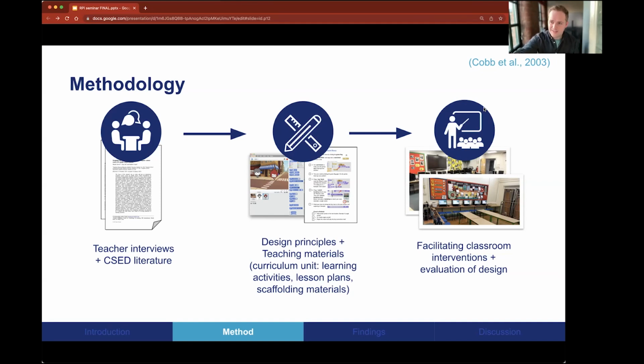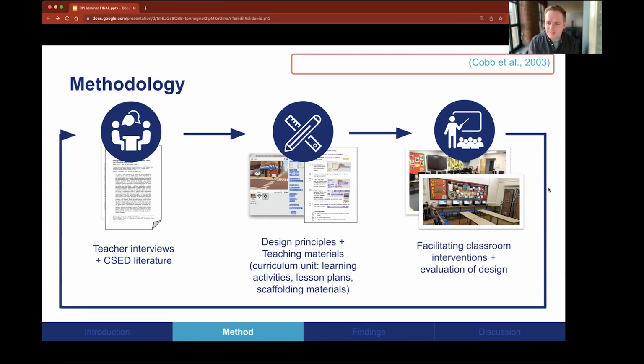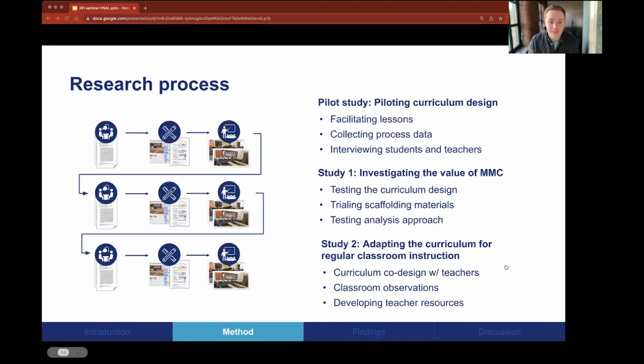And from there, we test it in practice. And we evaluate it through different means, depending on the context. And then we repeat that process multiple times. So it's cyclical. For this project, we did that 3 times. So we had an initial pilot where I was the facilitator as a first study. We collected some process data, we interviewed students and teachers, evaluated the design, revised it, tested it again. And then we did the same process 3 times.